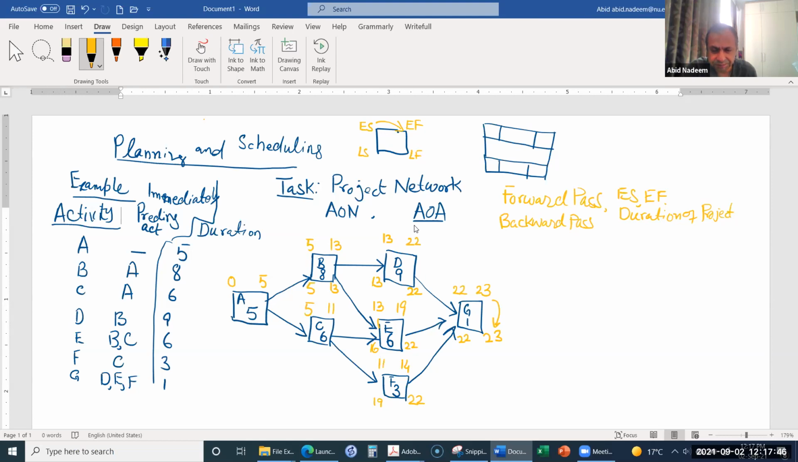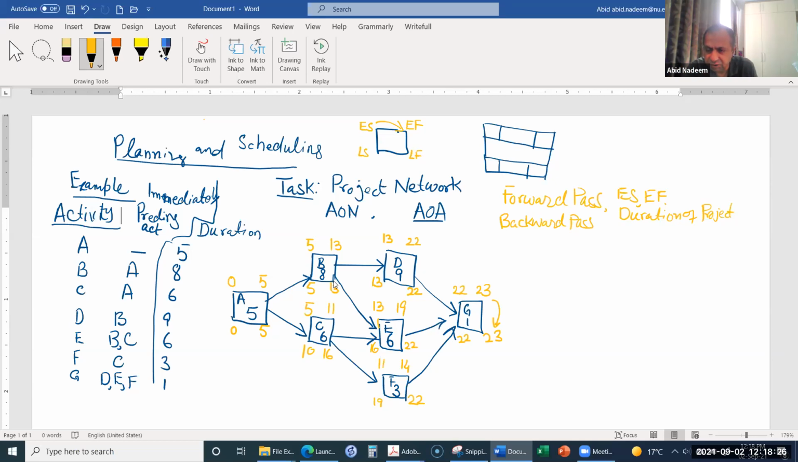And for activity C, it will be 16. One will be 16 and the other will be 19, so I will take 16. So 16 minus 6, it will be 10. Okay, so now for activity A, it will be 5, and then 5 minus 5 is 0. So in this way, we have completed the backward pass.